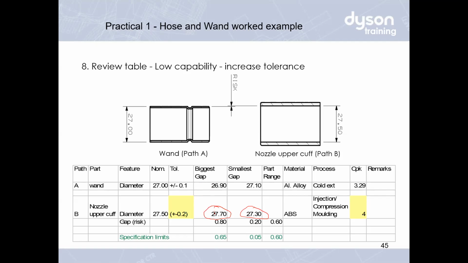If I calculate the gap here, now I got another problem, which is the bigger gap is bigger than my specification limit, correct? And how to address this? You get me? What is the implication of this? The implication is, remember what 0.65? If the gap is 0.65, it means the force required to assemble these two components is 3 Newton.